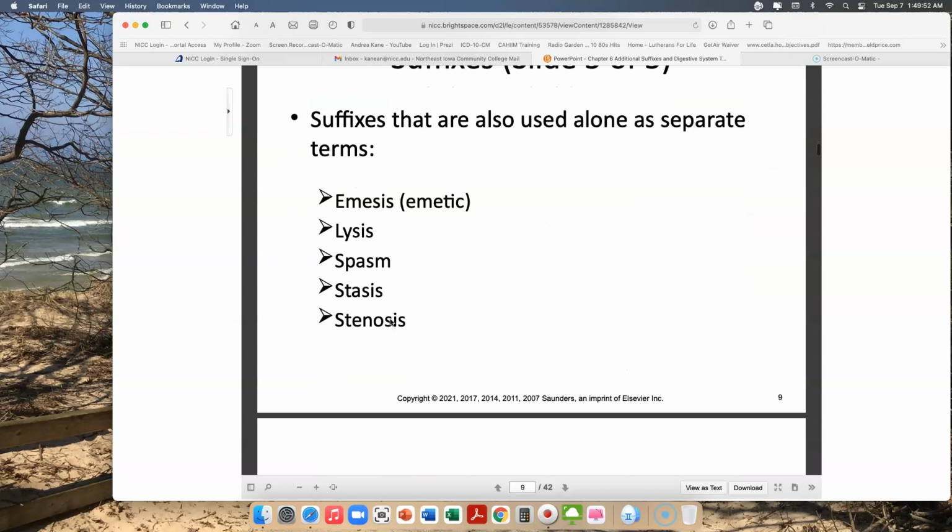Some suffixes are also used alone as separate terms. Example, emesis, meaning vomiting, or to cause to vomit. Lysis, to cut. Spasm, stasis, stenosis. If you say someone has stenosis of an artery, it means a narrowing of that artery.